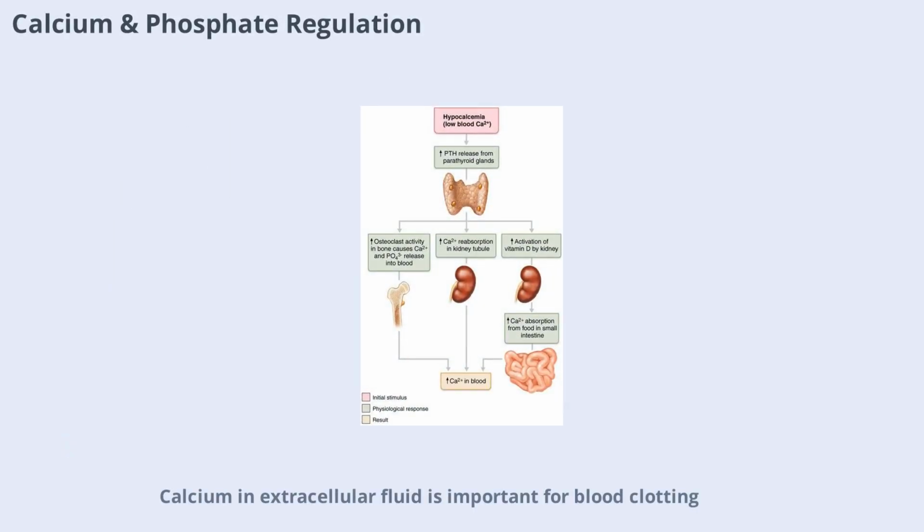Calcium in extracellular fluid is important for blood clotting, cell membrane permeability, secretory activities, and neuromuscular excitability. Hypocalcemia increases neuromuscular excitability and can lead to muscle tetany, while hypercalcemia inhibits neurons and muscle cells and may cause heart arrhythmias. Phosphate regulation is closely linked to calcium, with phosphate acting as a buffer in urine and intracellular fluid.